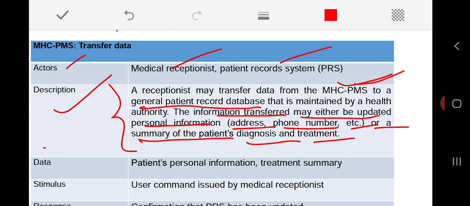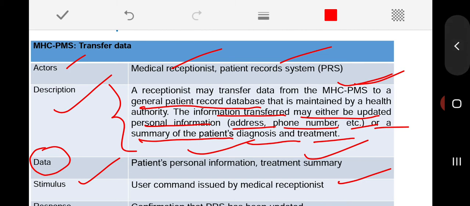Then what are the data involved here? Patient's personal information and the treatment summary. These are the two data that can be transferred here. Then what is the stimulus which is going to enable this particular interaction? The stimulus here is the user command issued by the medical receptionist, meaning the medical receptionist is the authorized user. That person is supposed to issue a command, and that command is going to enable this particular activity or interaction, that is, the transfer of the data.